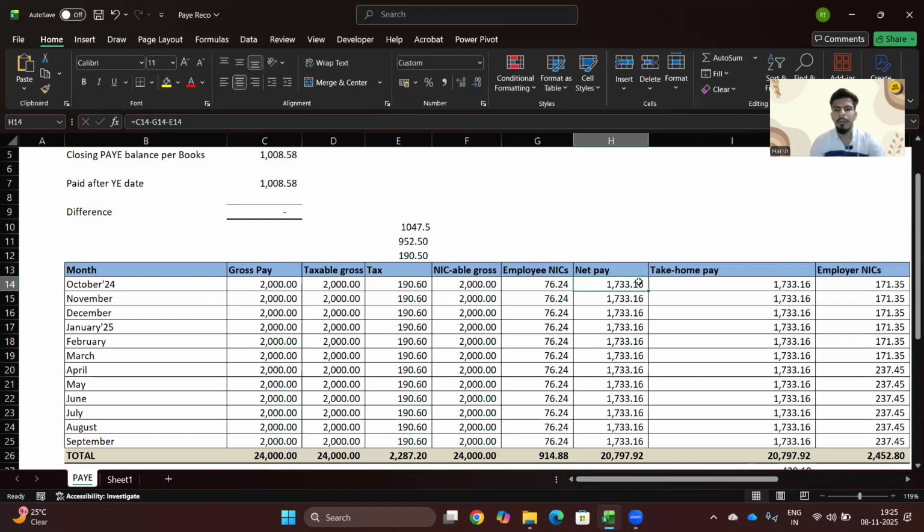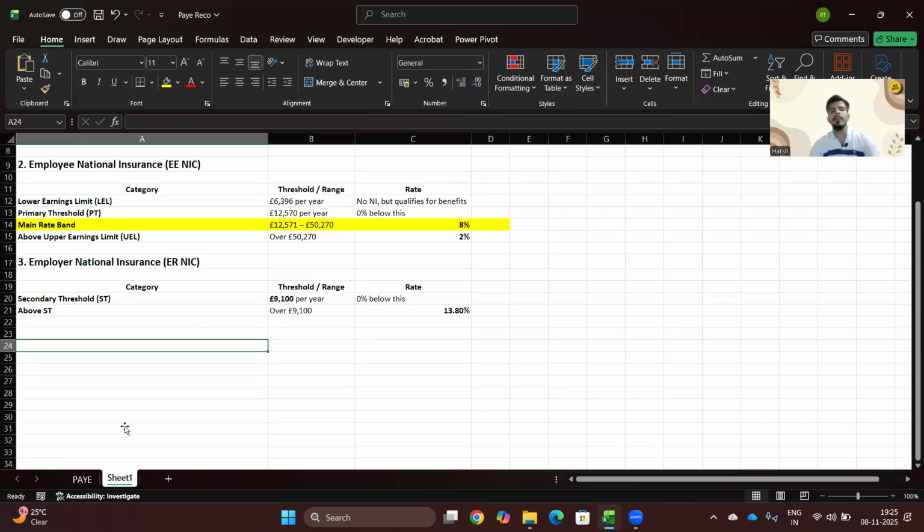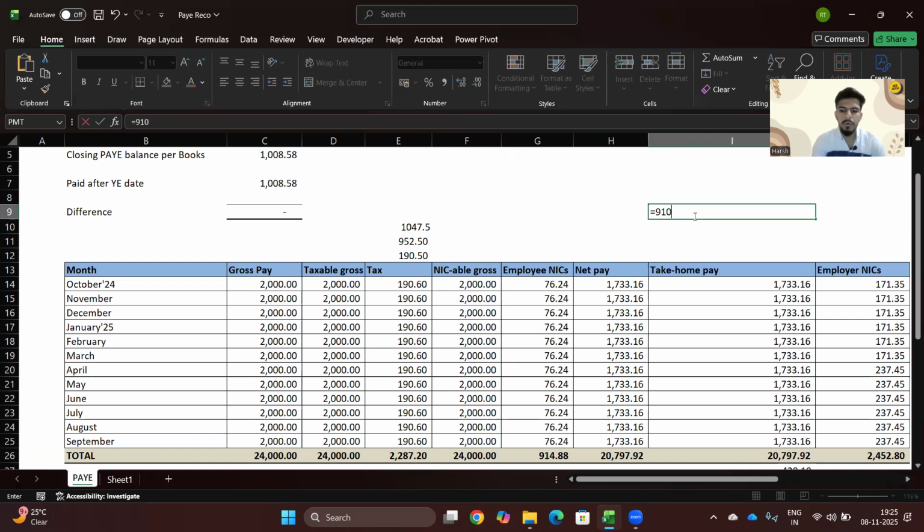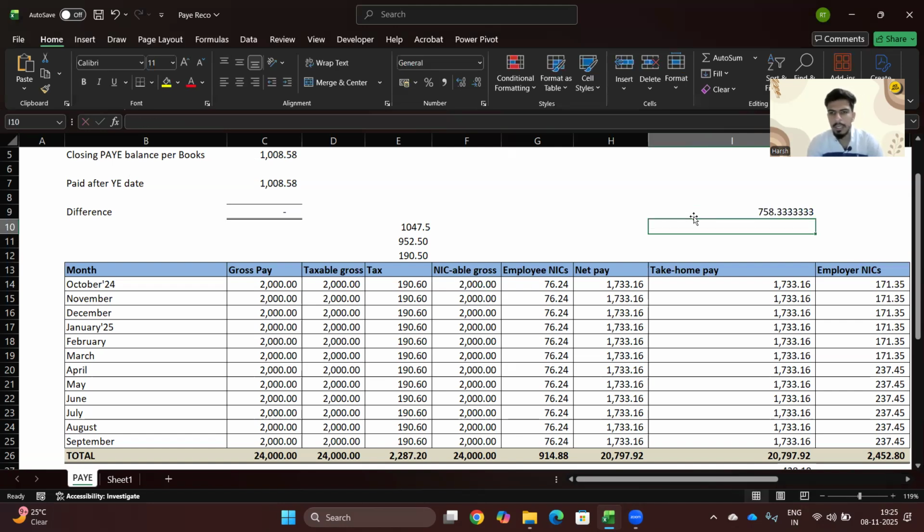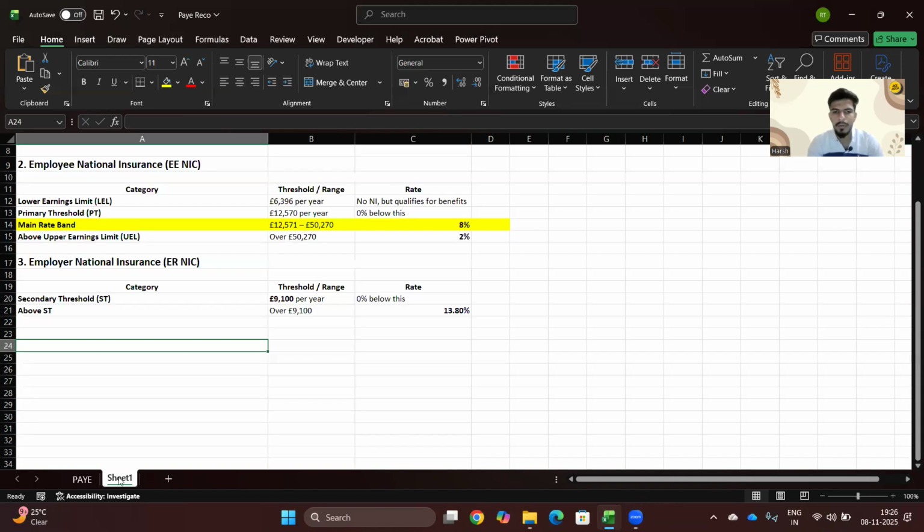Next is employer NIC. Now, here is where you need to be careful. For employer NIC, we have got some rate changes during the current financial year. Till March 2025, it was this one. 9,100 was our secondary threshold, so till 9,100 you had a 0% rate. If I calculate it for a month, it would be 758.33, correct? So we calculate 2000 minus 758.33, with a rate of 13.8 percent.